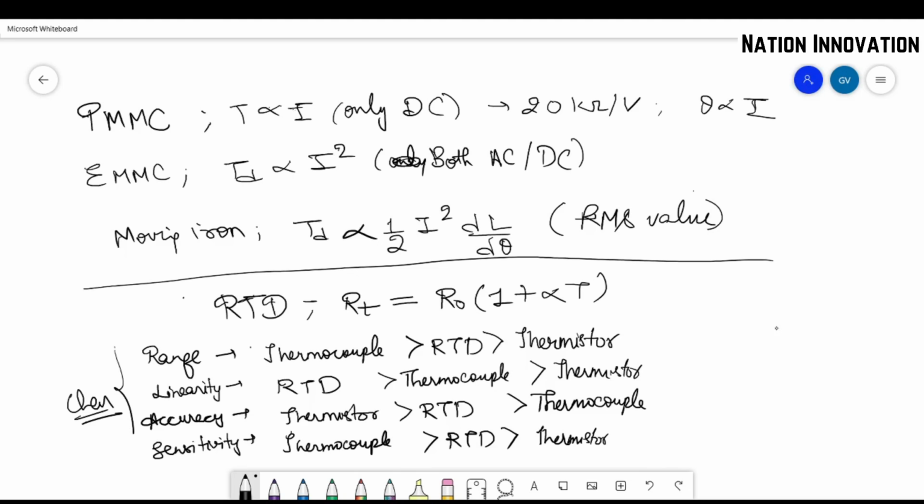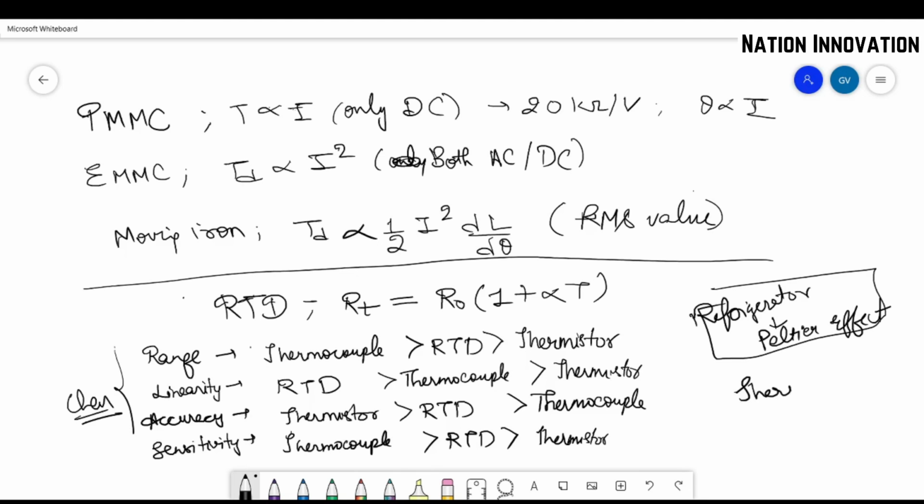So the methods are just a small thing. The refrigerator is based on Peltier effect. And the thermocouples, they are based on Seebeck effect. Fine. So these are some of the important things related to instrumentation.